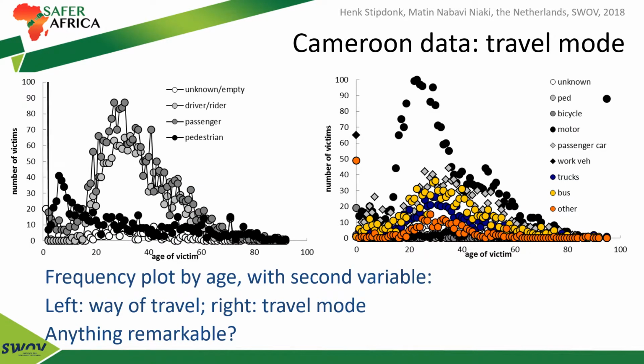Here on the left we see the age of the casualty on the horizontal axis for drivers, passengers and pedestrians, shown as different symbols. And in the right panel we see casualties by age for all relevant travel modes. And again, take your time and take a look at those graphs and see what you can deduce from them. You can pause the video if you want.